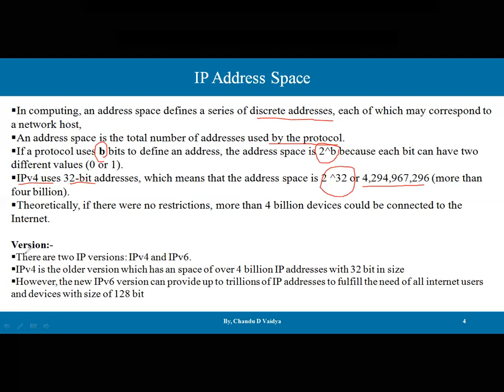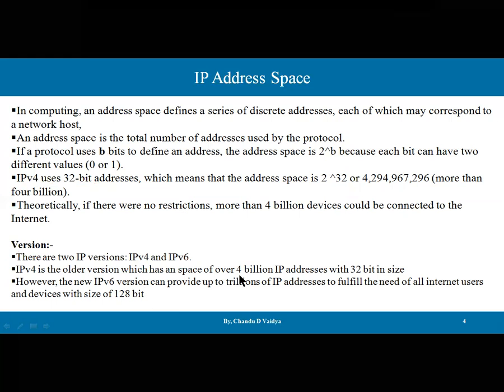There are two versions of the IP address: IP version 4 and IP version 6. In this chapter we are going to discuss IP version 4 only. IP version 6 we'll talk about later on. The size of IP version 4 is 32 bits, whereas the size of IP version 6 is 128 bits. This is a very huge number.